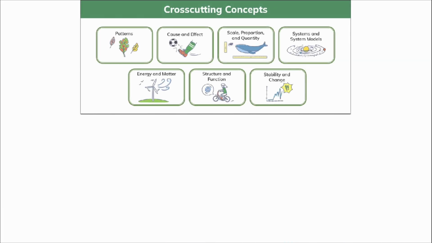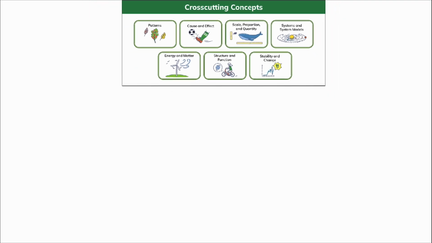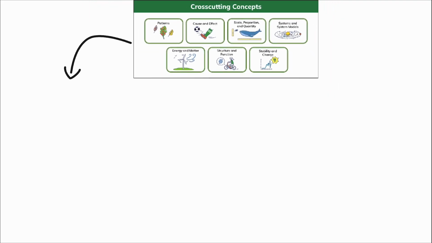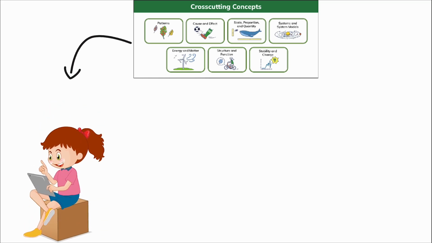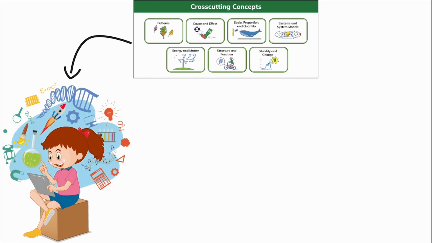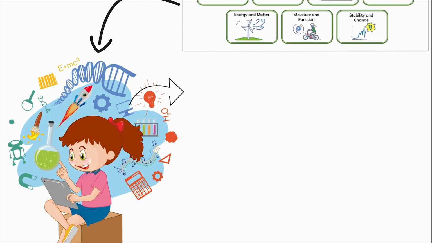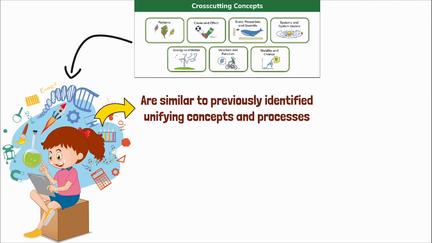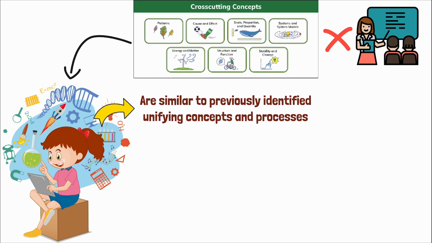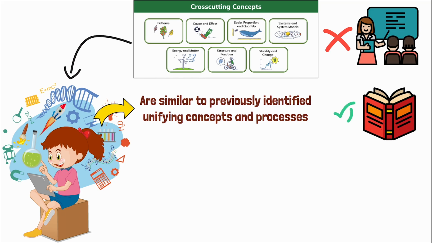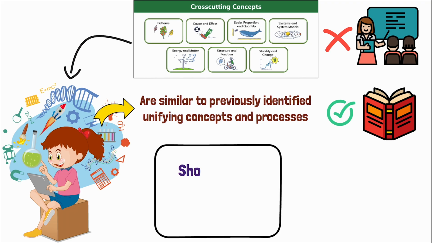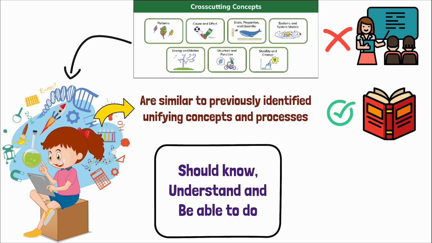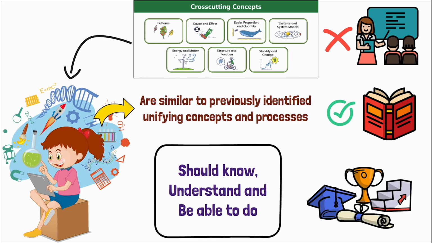Cross-cutting concepts are fundamental to understanding science and engineering. These concepts help students connect different disciplinary core ideas and develop a coherent scientific worldview. They are necessary to develop a coherent scientific view of the world and are similar to previously identified unifying concepts and processes. However, they are not the primary focus of science lessons, but are integrated throughout the curriculum to support students' understanding. Learning goals should identify what students should know, understand, and be able to do, ensuring that lessons are focused on clear, measurable outcomes.